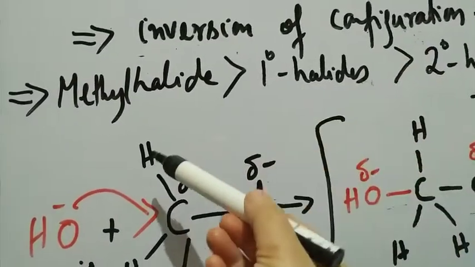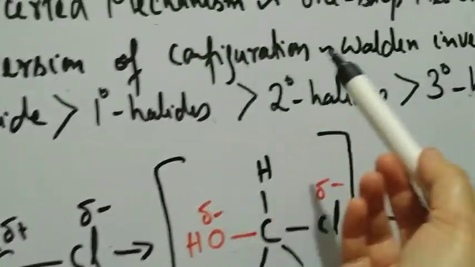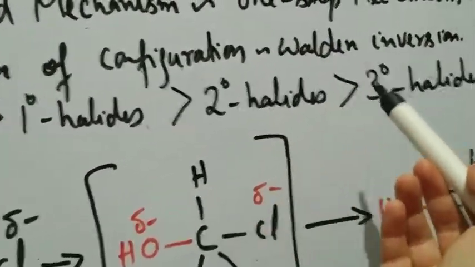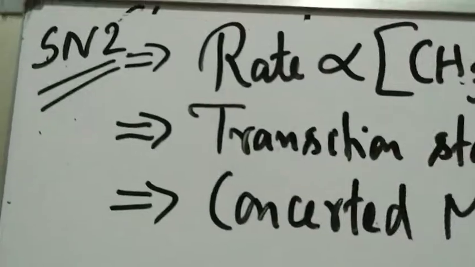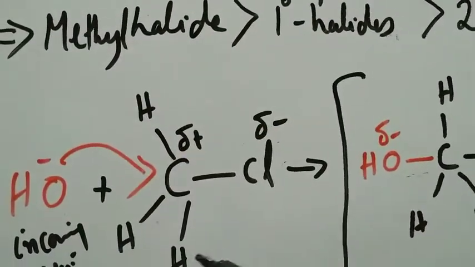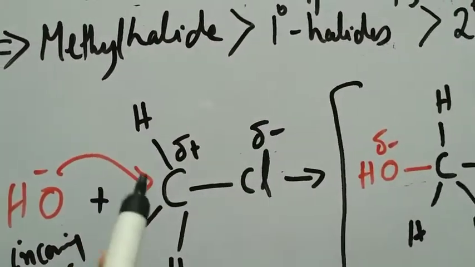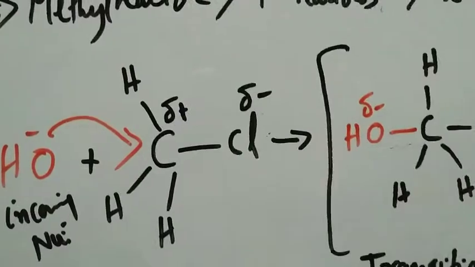After that primary, we'll have 1 bulky group. After that secondary, we'll have 2 bulky groups. After that tertiary. Finally, the least probability of the SN2 mechanism is in tertiary halides, because at that time there will be 3 bulky groups and there will be enough hindrance for this OH negative to attack on the electron deficient side.